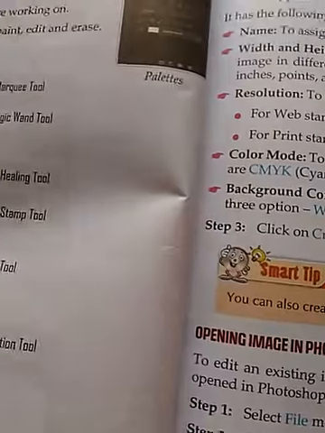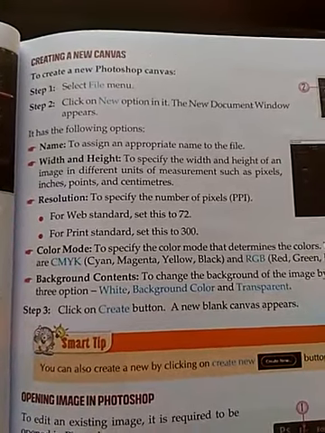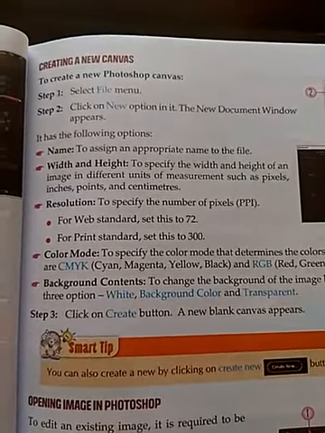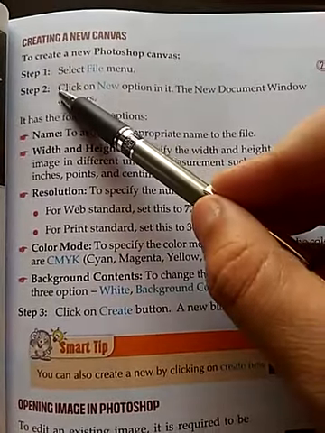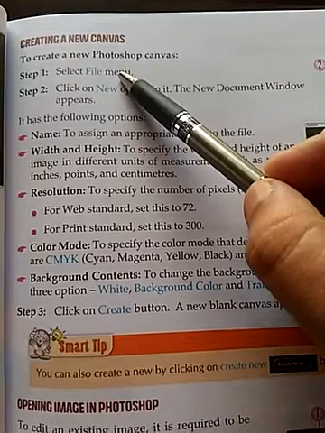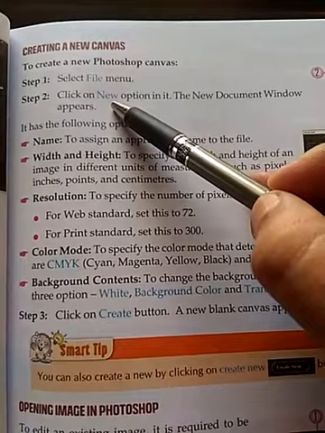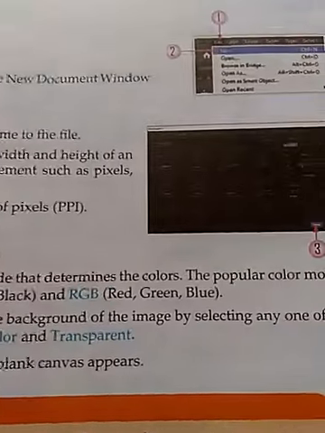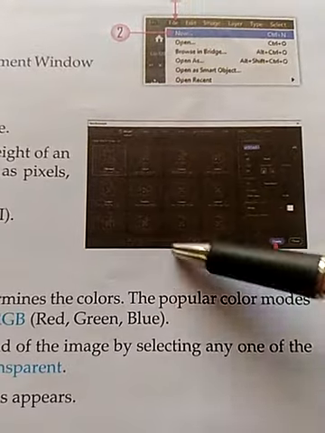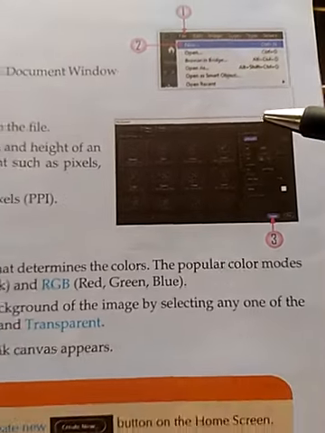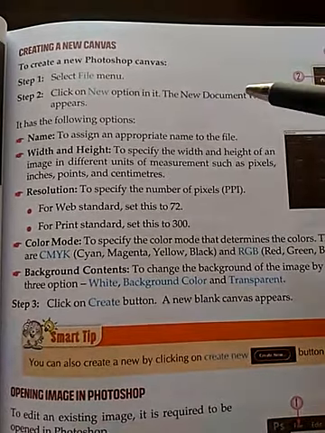Now let's begin with how we can start with a new file in Adobe Photoshop. After opening Adobe Photoshop, just go to the file menu. In the file menu, select the option new. As soon as you click on this new option, a window will prompt you to enter some details for your new canvas on which you are going to edit your photograph.